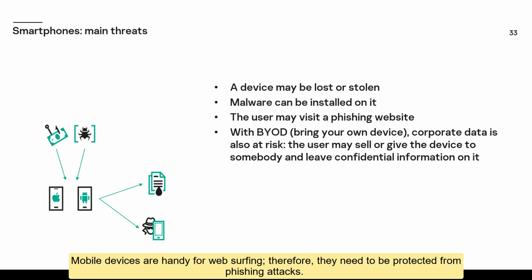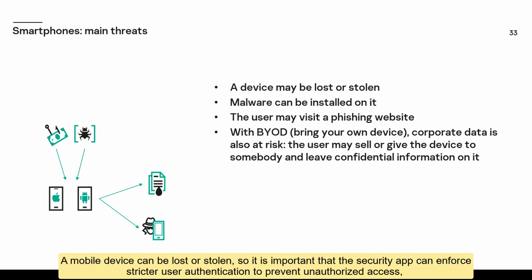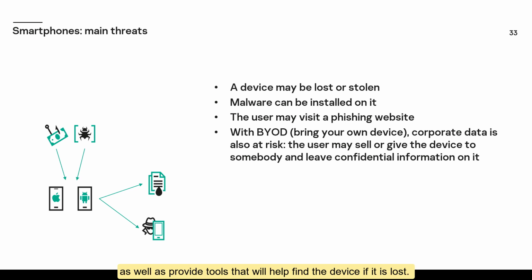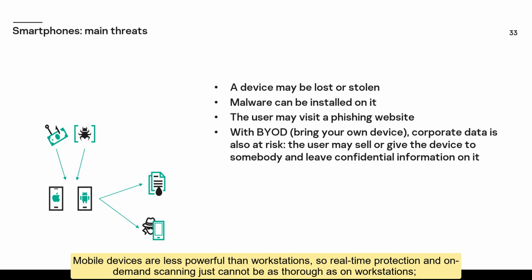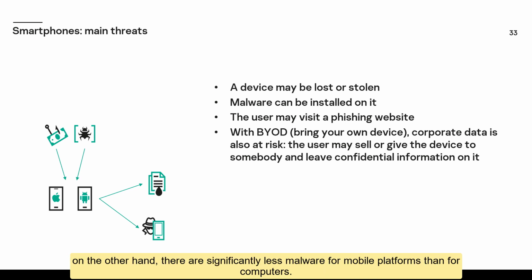Mobile devices are handy for web surfing. Therefore, they need to be protected from phishing attacks. A mobile device can be lost or stolen, so it is important that the security app can enforce stricter user authentication to prevent unauthorized access, as well as provide tools that will help find the device if it is lost. Mobile devices are less powerful than workstations, so real-time protection and on-demand scanning just cannot be as thorough as on workstations. On the other hand, there is significantly less malware for mobile platforms than for computers.